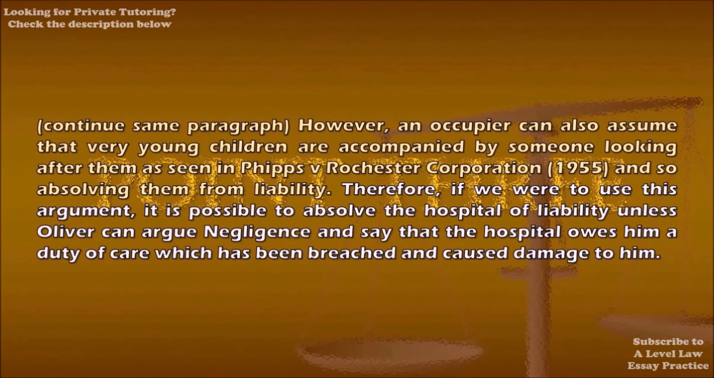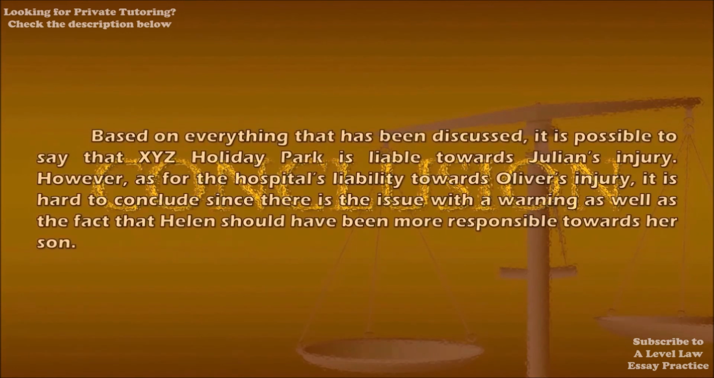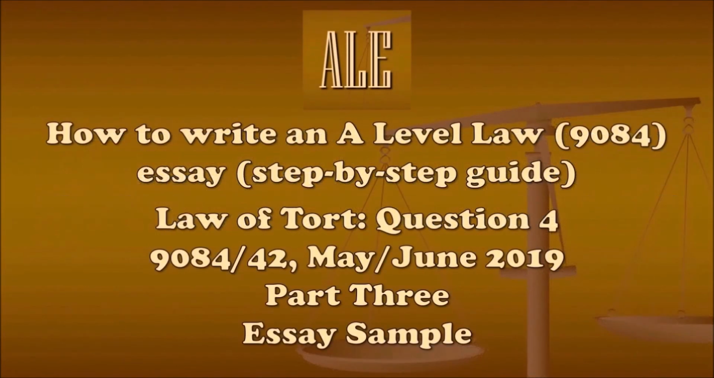Conclusion. Based on everything that has been discussed, it is possible to say that XYZ Holiday Park is liable for Julian's injury. However, as for the hospital's liability towards Oliver's injury, it is hard to conclude, since there is the issue with the warning as well as the fact that Helen should have been more responsible towards her son. This is the end of the essay sample for this video tutorial.